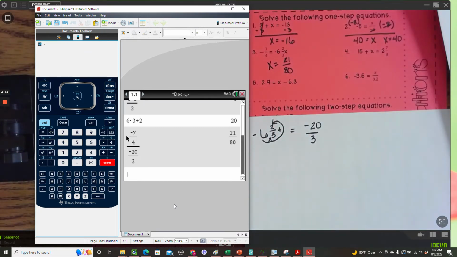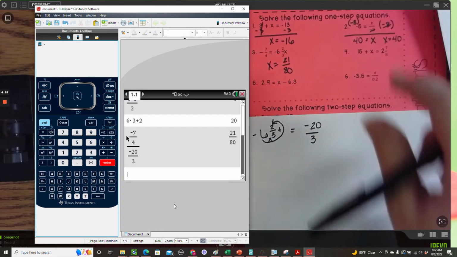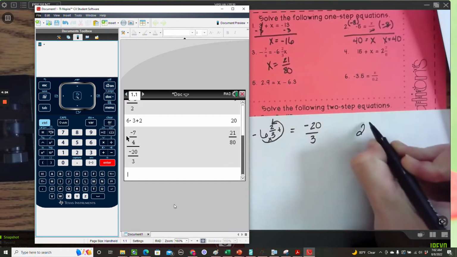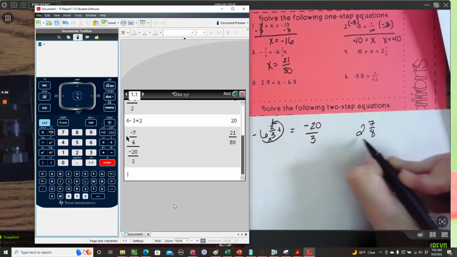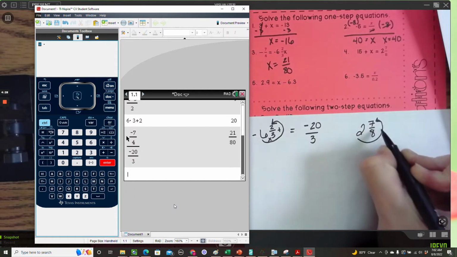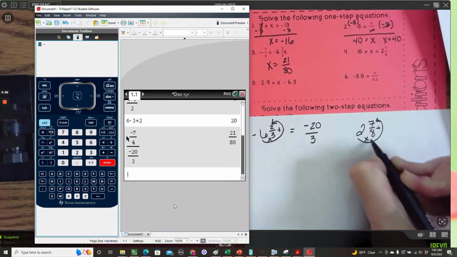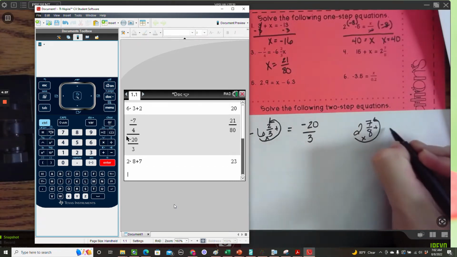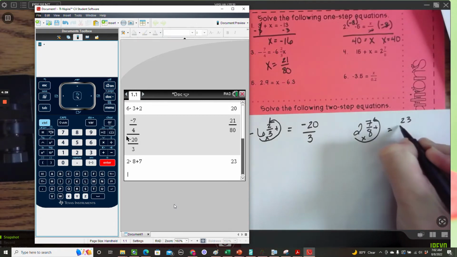So we'll work some more with some mixed numbers so you guys can get the hang of them. So we do have another one here. We have 2 7/8. So that's actually my starting number, but if I want to be able to do this in the calculator, I need to turn it into an improper fraction. So 2 times 8 plus 7 would give me 23. So that would be 23 over 8.